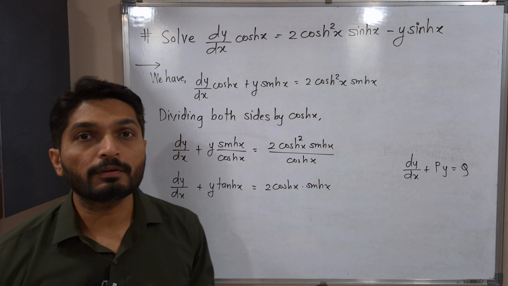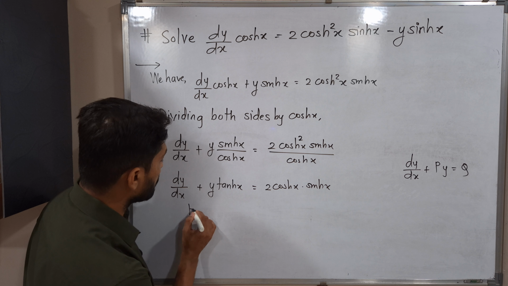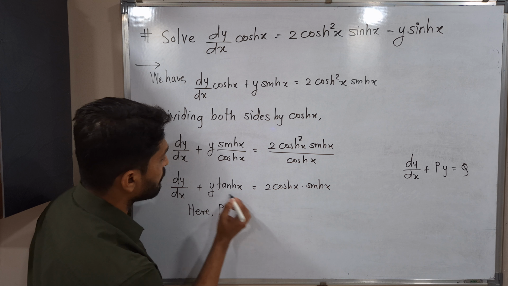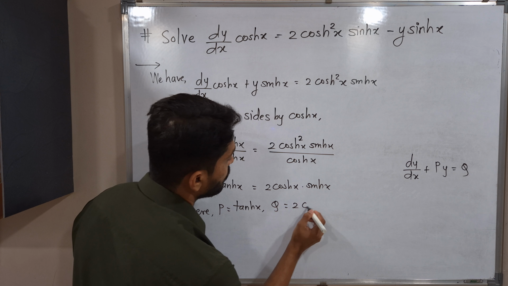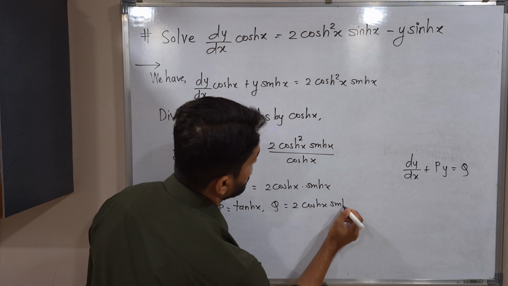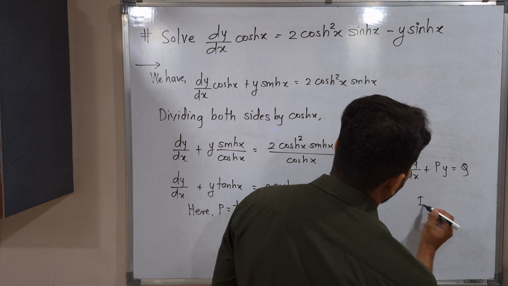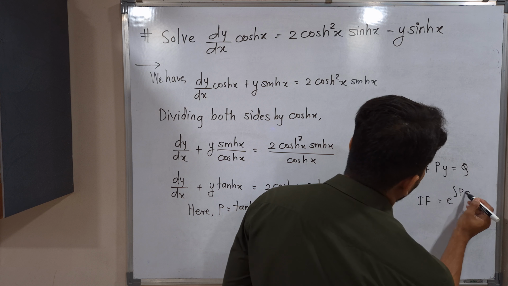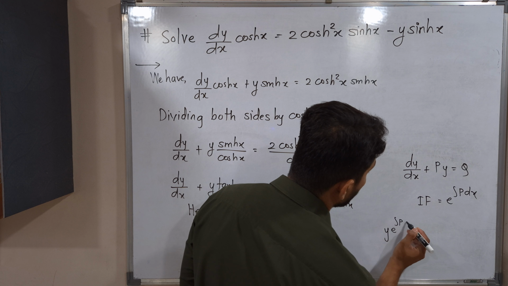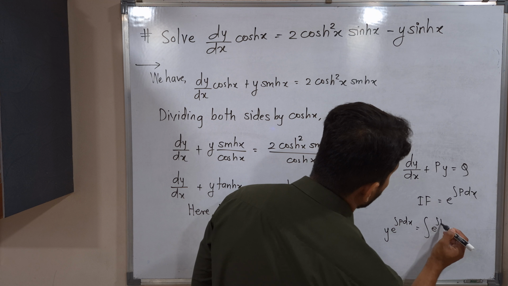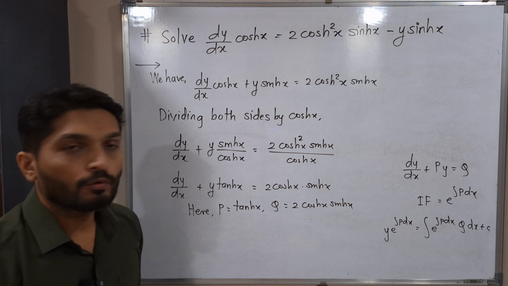Now the question is, what is our p and what is our q? We must note that down. Here p, the multiple of y, is hyperbolic tan x, and q is the right hand side, 2 hyperbolic cos x hyperbolic sin x. So I got p and q. The next step is to find the integrating factor, whose formula is e raised to integration p dx, and finally we go for the solution. The solution is y e raised to integration p dx equals integration e raised to integration p dx q dx plus c.